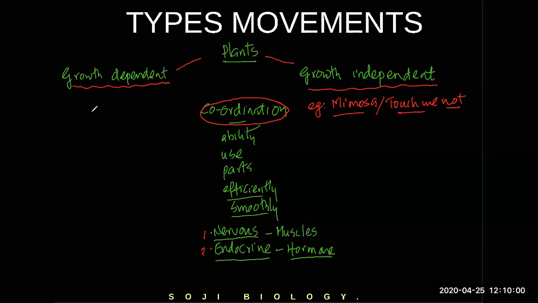But there are some other movements, like take the example of sunflower. You can see the sunflower keeps bending towards the sun. It faces the sun all the time, from morning to evening. Early morning, it faces east. By noon, it's up, and by evening, it turns to west. Right? How does the movement happen? This movement is with the help of growth. So there are two kinds of movement: growth dependent movement and growth independent movement. That's how coordination is done in plants.